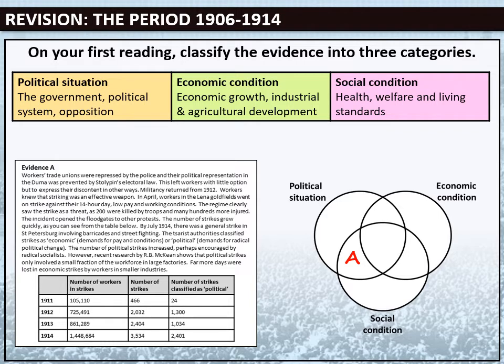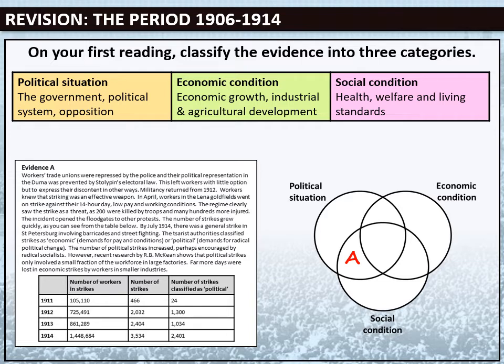On this sheet, there's lots of different pieces of evidence about how the situation in Russia was developing between 1906 to 1914. On your first reading through this sheet, here's what you should do. I want you to sort this evidence into three categories. Evidence of the political situation, so we're going to put anything there to do with the government, the political system, or opposition groups. Anything to do with the economic condition of Russia, so here we're talking about the economic growth, industrial production and agricultural development.